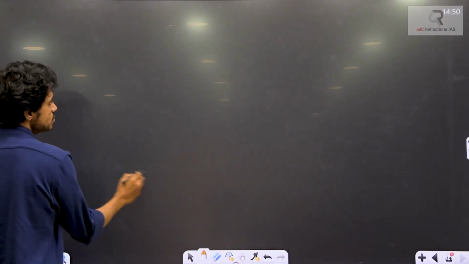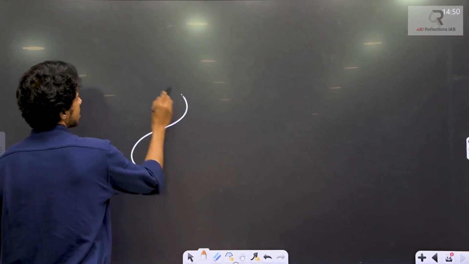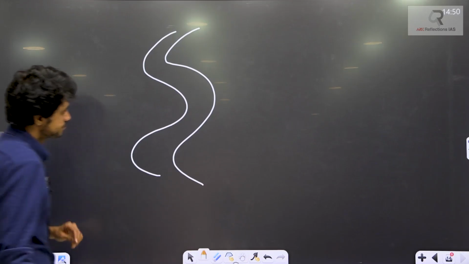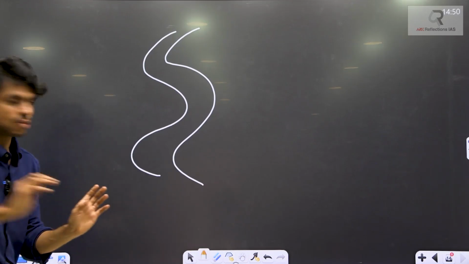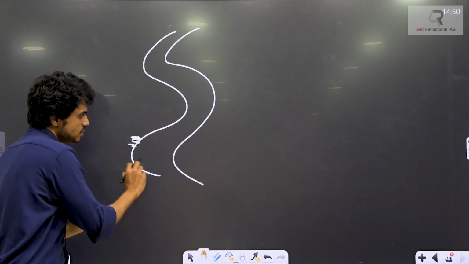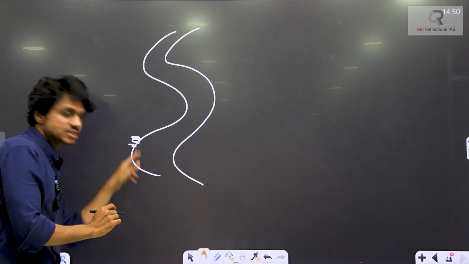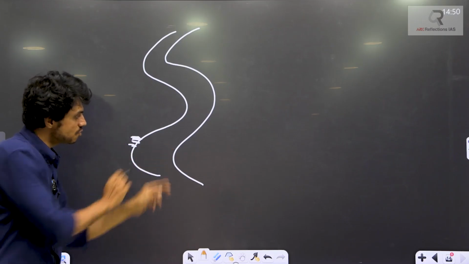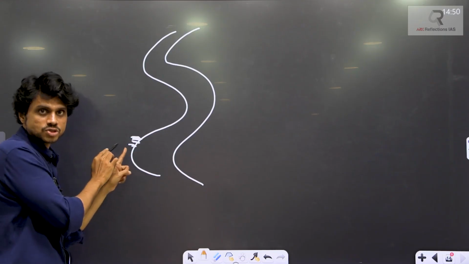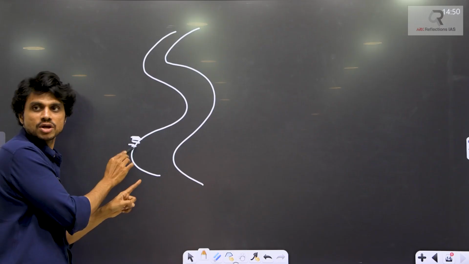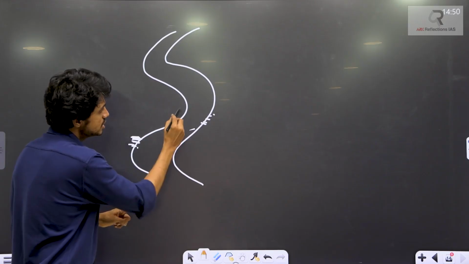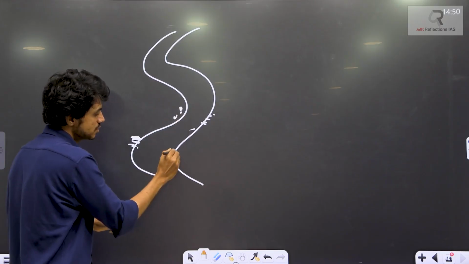See, generally when a river is flowing, what happens? The river flows like this. This is the concave part. When you sit inside, you see it as a concave part, and this is a convex part, the bulging part. Generally the river causes more erosion when it is moving. It causes more erosion here, and then it will hit this part. This part has more erosion, and the opposite side is the more deposition part.